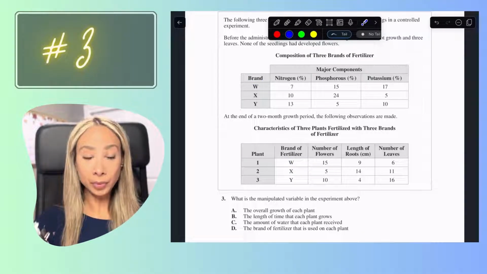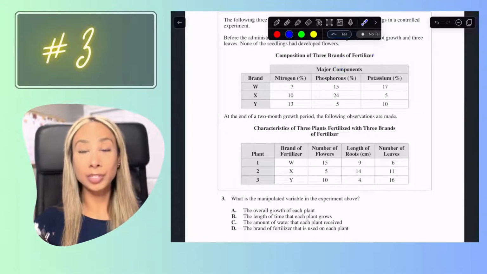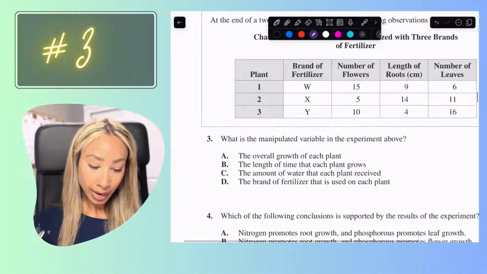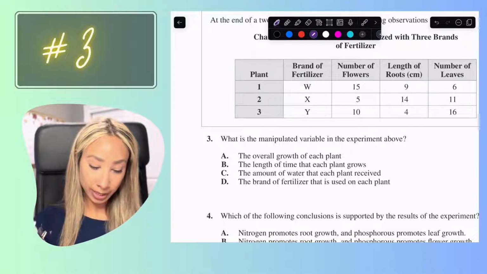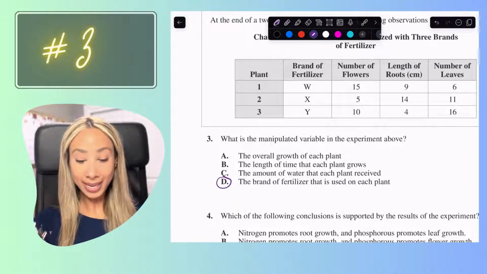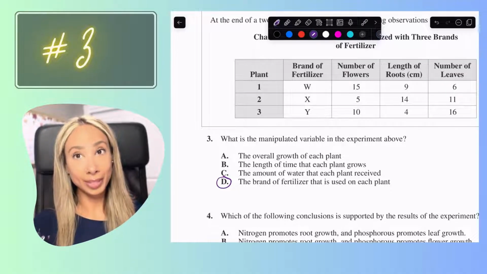And I know that's confusing because we do have different compositions for each fertilizer, but that's what makes each fertilizer unique, right? So therefore, in order to answer this question here, it is going to be the brand of the fertilizer that's used on each plant, and that's because each brand contains a different composition of elements in it.